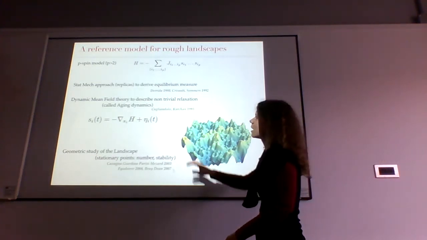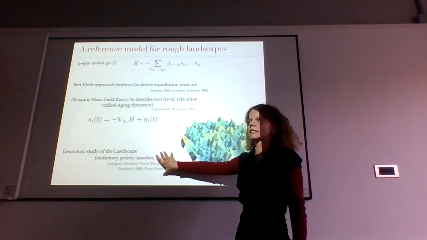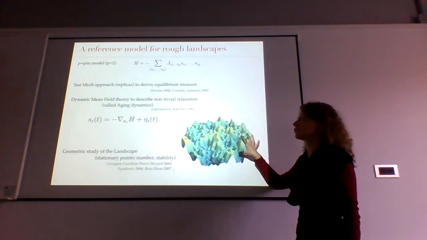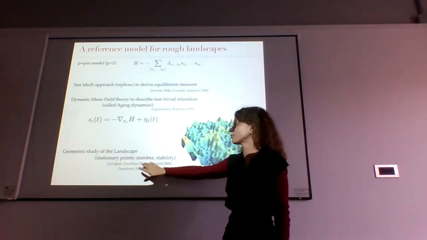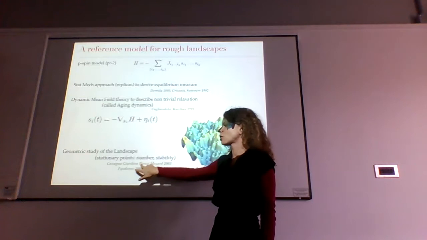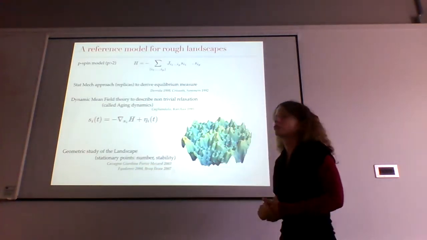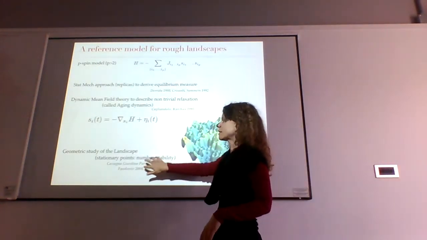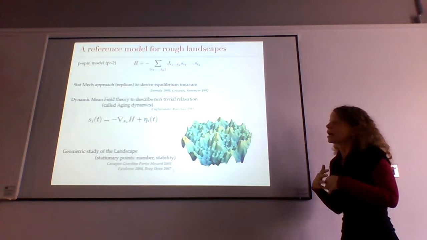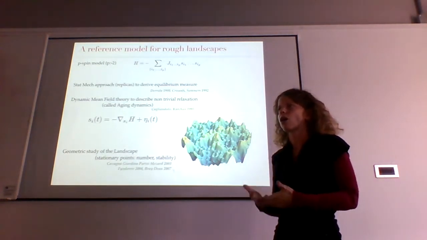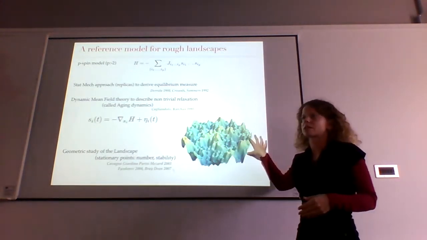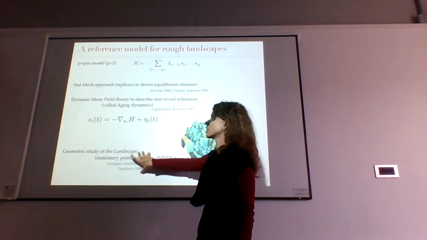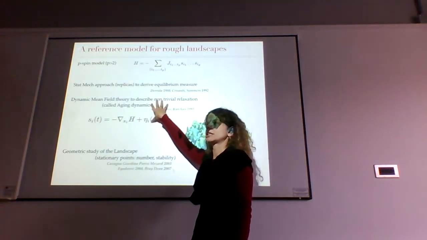And then, on top of this, there have been a lot of studies about this same problem, and specifically about the structure of the landscape by means of different tools, by means of supersymmetries, and a tool that is borrowed from mathematics, which is called the Kac-Rice formula, that enabled people to have access to the statistics of stationary points that are present in this landscape, and to put this structure in connection with the features of the dynamics.